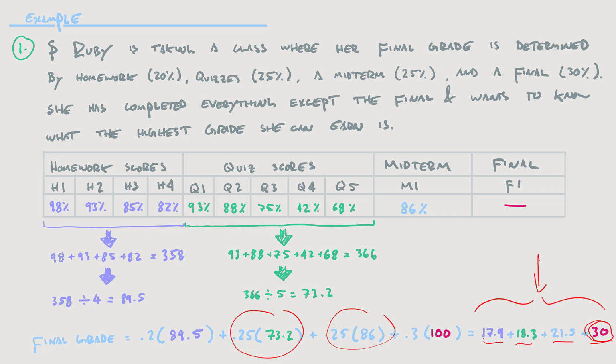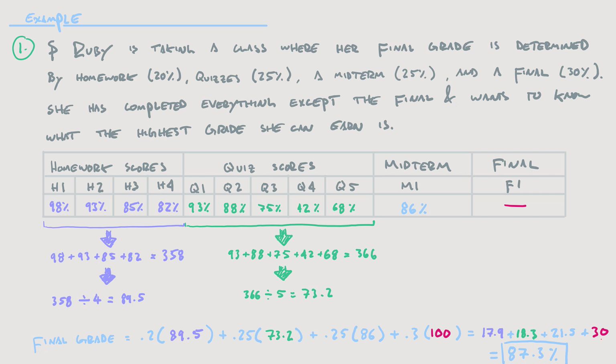But I like it because you can see, and I'll go to the next slide, how this 87.3% is comprised of. 30 of it is straight up from the final. That's a huge part of this 87.3. 21.5 of it came from the midterm. 18.3 of it came from quizzes, and 17.9 came from homework. Okay, but that's the highest grade that Ruby can earn in this class.